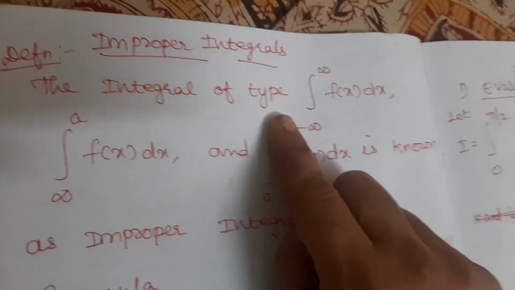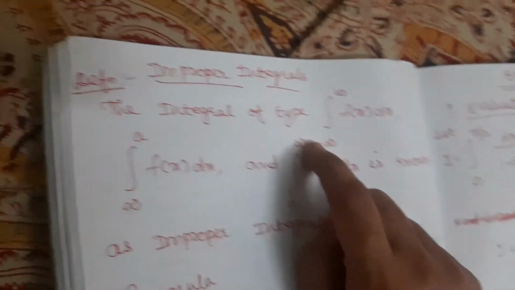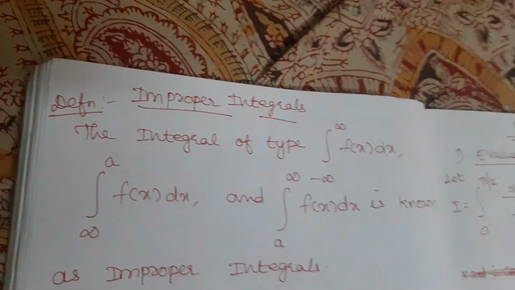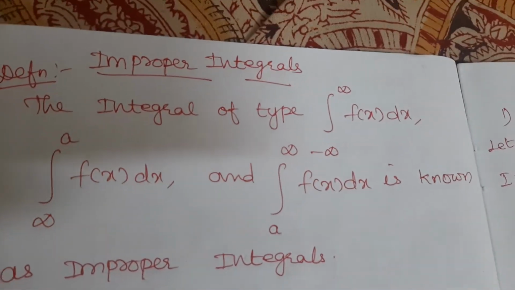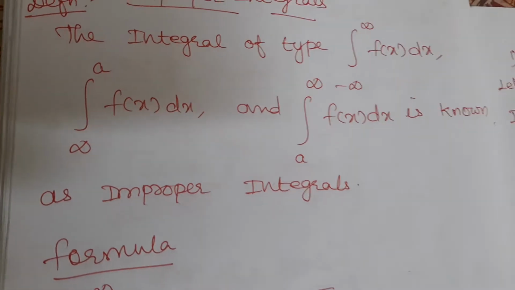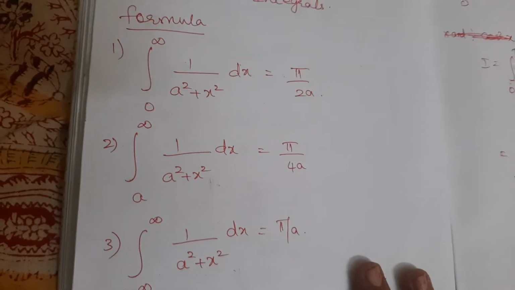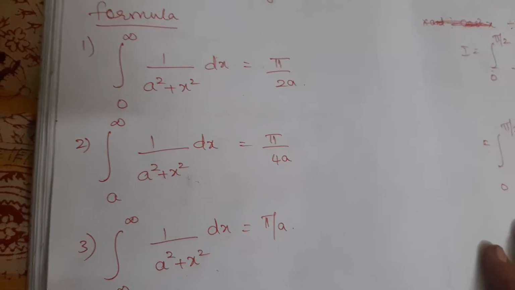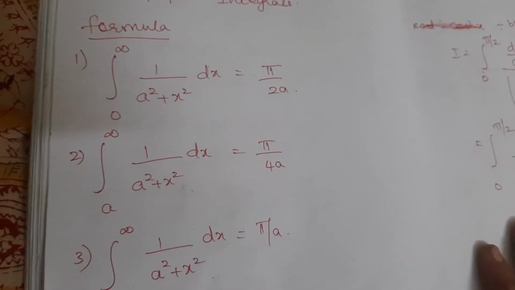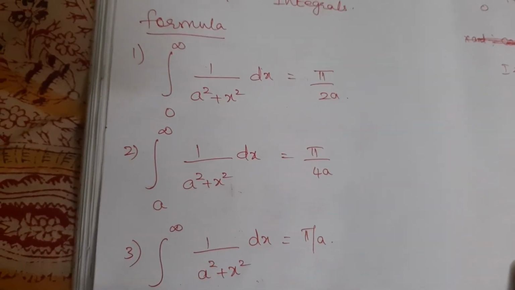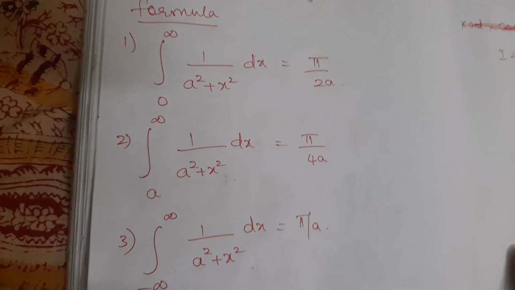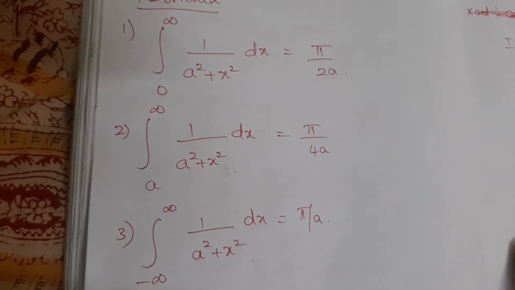That is, if either the upper limit or the lower limit is infinity or minus infinity, or both limits are infinity and minus infinity, it is known as an improper integral. We have some results in this exercise. This is a very easy exercise. We only have to use three formulas, that's all. We have one example sum and two exercise sums. All three problems are very easy, and we are doing them using these three formulas only.